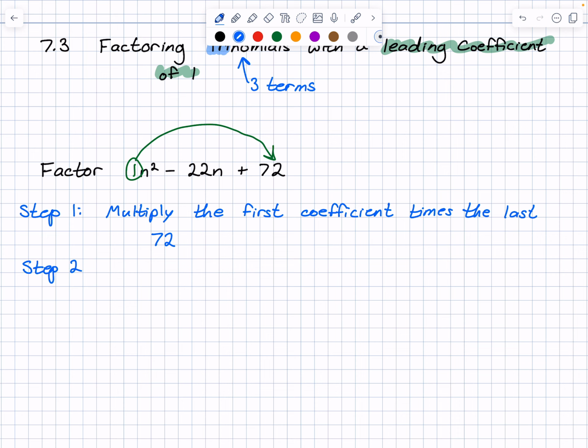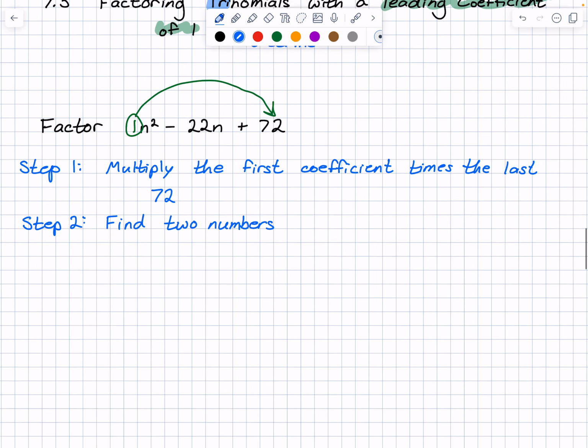So we multiply the first coefficient times the last. Step 2. Step 2 is going to be split. Nope, we're not going to do that yet. We're going to find 2 numbers, then we'll know how to split it. We're going to find 2 numbers. And this is the key step. It's kind of a harder step because it takes some thought. But if you can do this, you got the whole process.